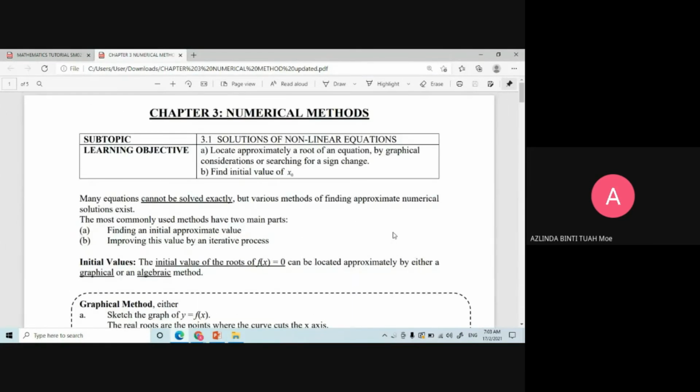Right, let's start 3.1, solutions of nonlinear equations. Here, bear in mind, we have to solve the equation. Nonlinear equations means the equation other than x power of 1. So it might be an equation that combines two functions, for example, it combines quadratic and also exponential. So you have to find the value of x for this equation.